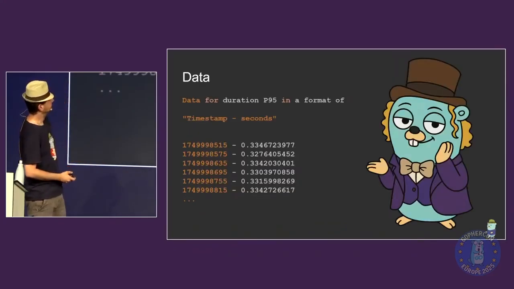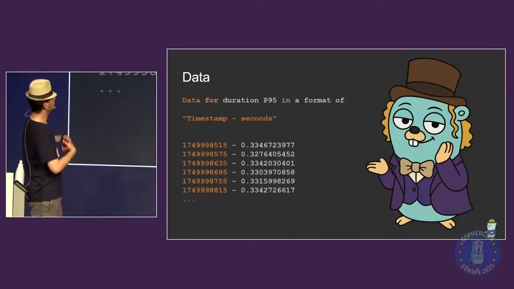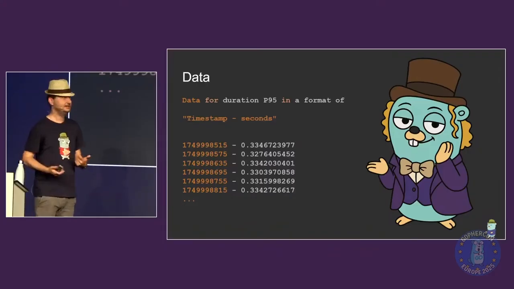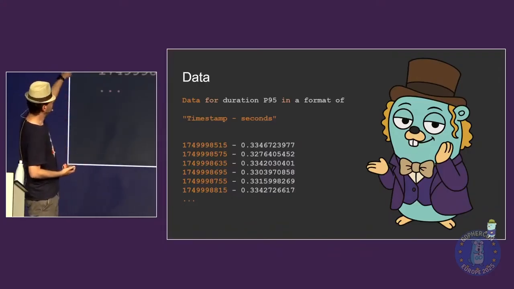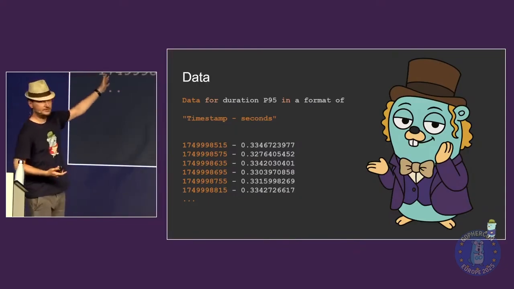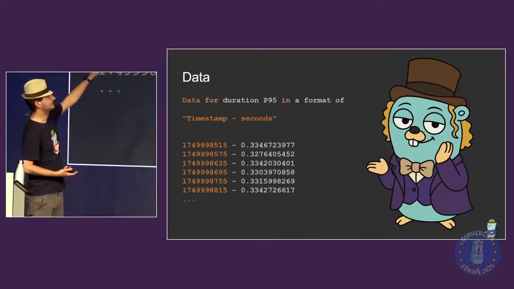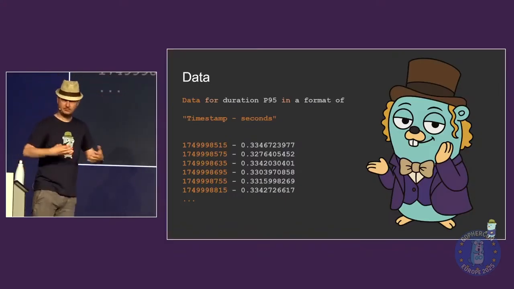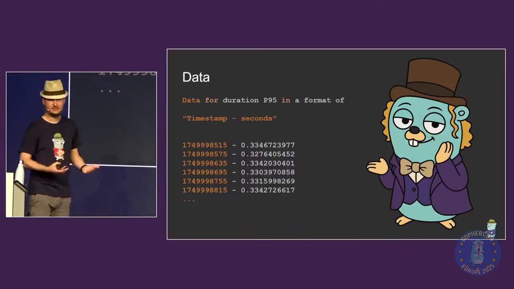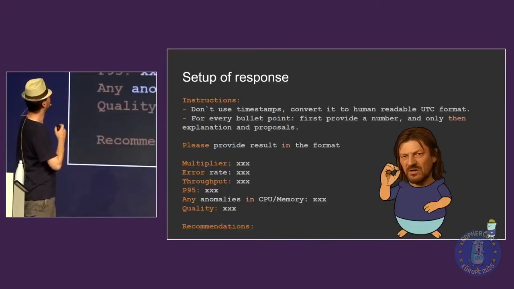And this is the fun part, because this is how from the beginning we started to provide data. So we say, okay, we have this timestamp, we have, for example, this is P95 for our service, this is the timestamp, this is the value. So we feed AI with some real data.